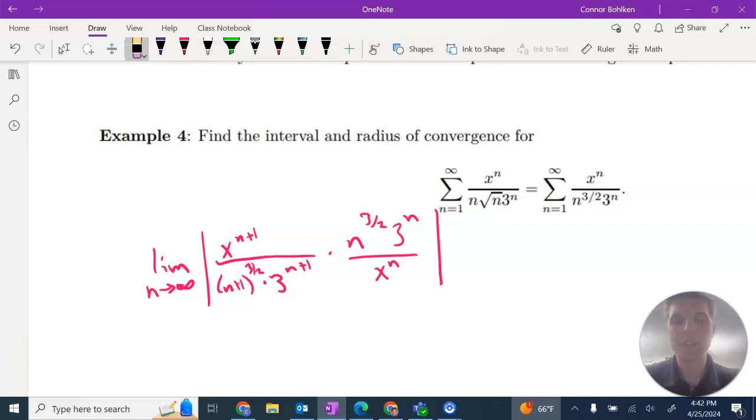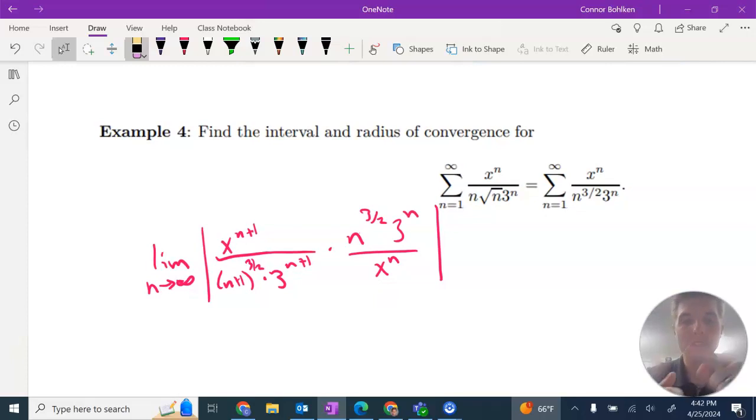You can go straight to here. That's totally fine. But keep your limit notation. Keep your fractions looking good. I did simplify one step, and then it's necessary too. So on top, x to the n plus 1. On the bottom, x to the n. All those x's to the n's cancel. We're just left with x on top.